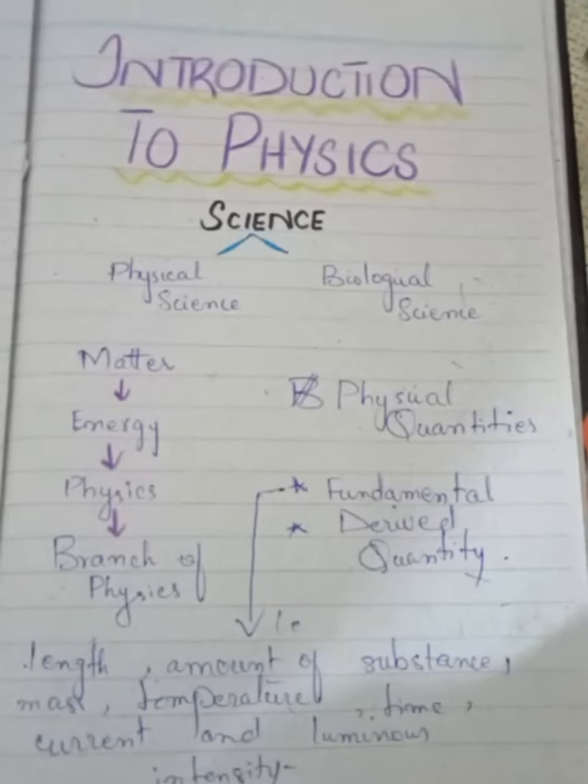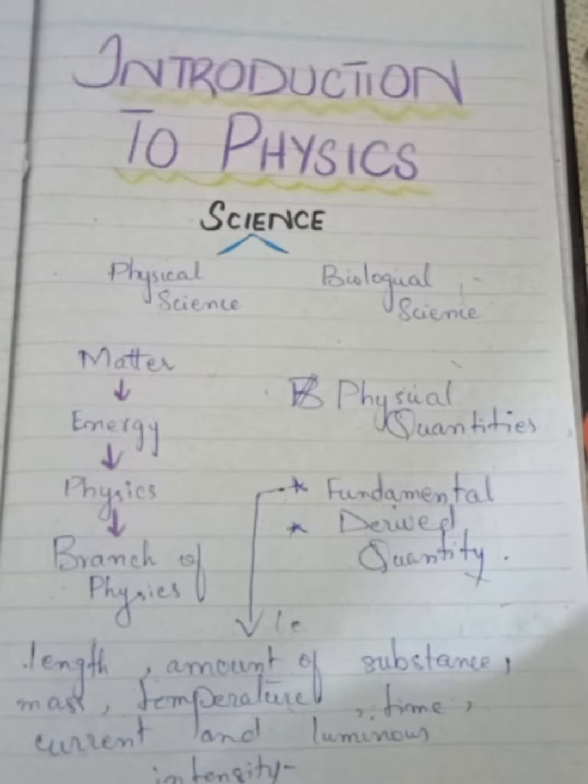So firstly, before starting the introduction of physics, we should know what science is, because all these terms like biology, physics, chemistry, etc. are concerned with science. So science is basically a name of identification, description, experimental investigation and theoretical explanation of natural phenomena, or we can simply say that it is a study of nature.